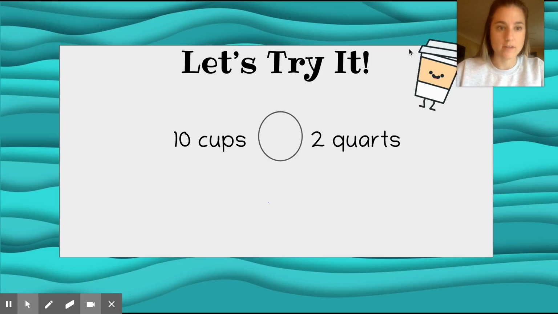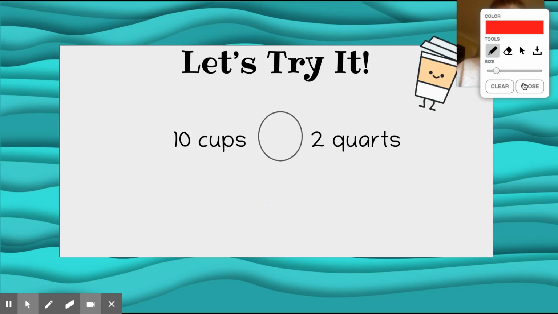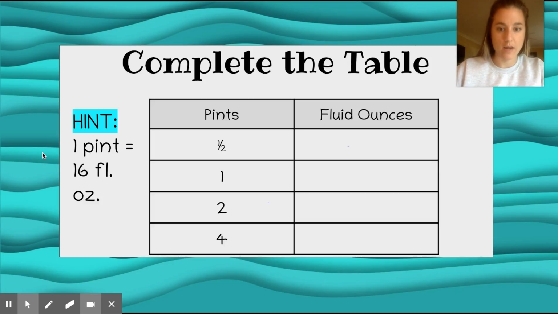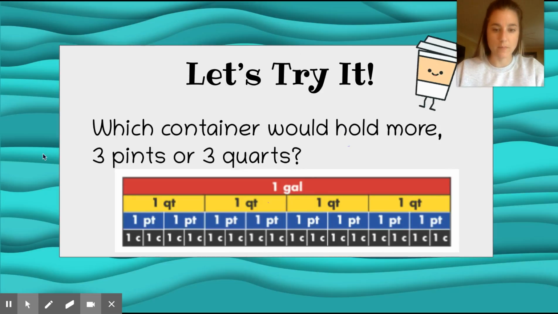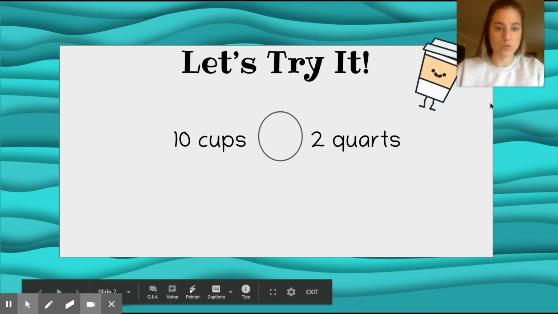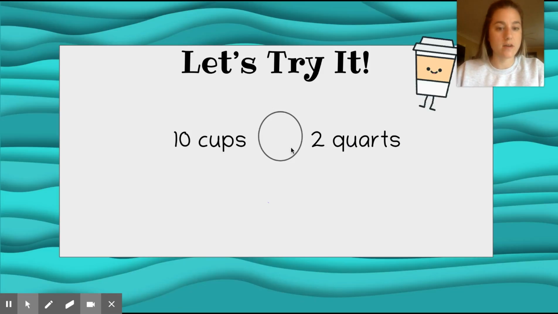Okay, let's try it. 10 cups is greater than, less than, or equal to 2 quarts. So before I do that, I want to go back, and this is why I want to have a chart on hand so I don't have to keep going back and forth. But so I'm looking at how many cups versus how many quarts. So 10 cups, 1, 2, 3, 4, 5, 6, 7, 8, 9, 10 cups and 2 quarts. So 10 cups goes all the way over here. 2 quarts fills up this amount of space. So 10 cups would be larger. So 10 cups is greater than 2 quarts.